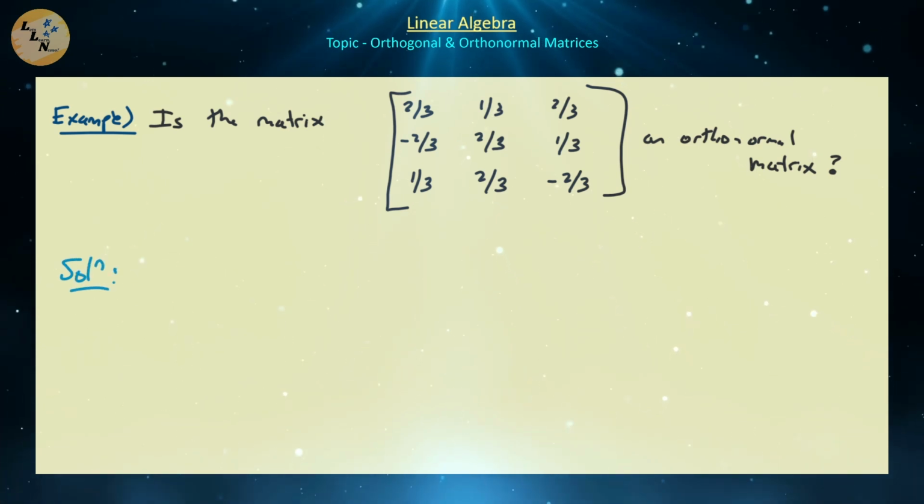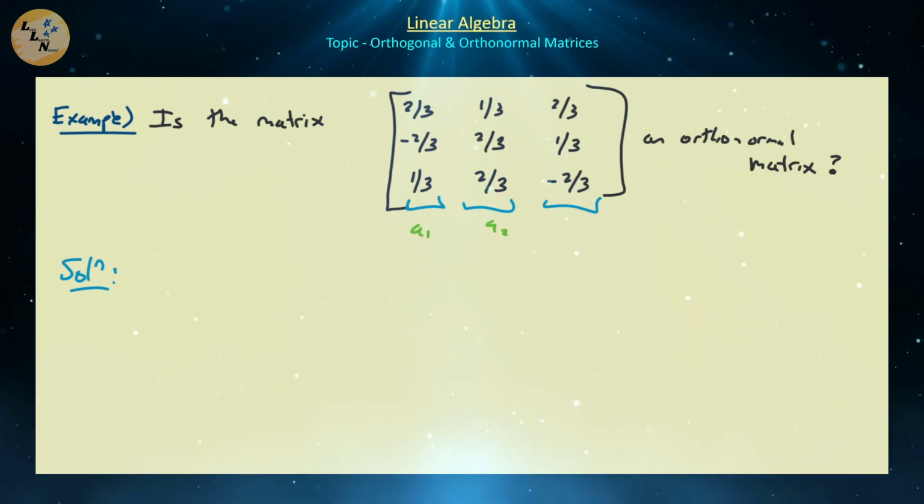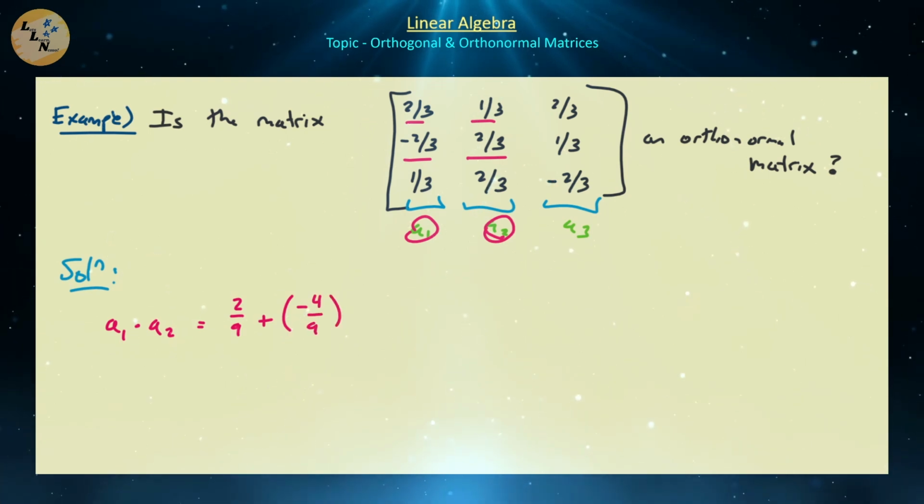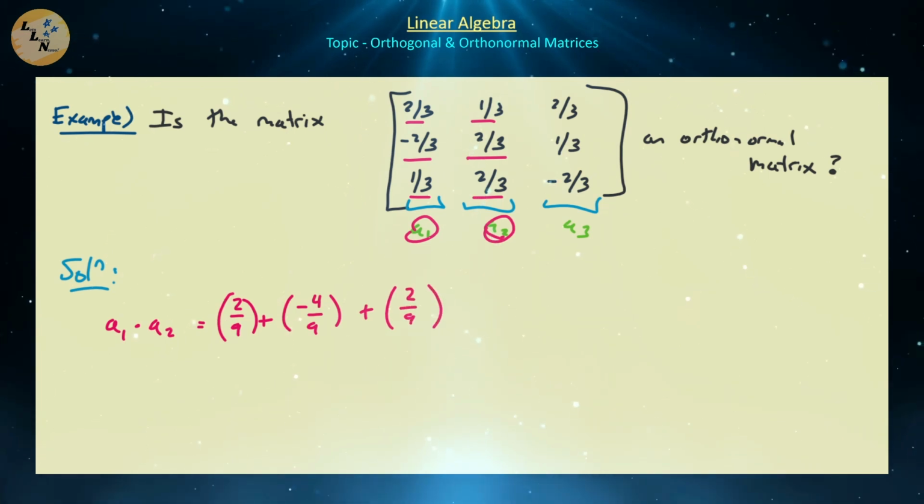So the first thing that we need to figure out is, are the columns of this matrix pairwise orthogonal to each other? So let's call them A1, A2, and A3. What is the dot product of A1 and A2? That's the dot product of column 1 and column 2. That's going to be equal to 2/3 times 1/3, which is 2/9, plus negative 2/3 times 2/3, which is minus 4/9, and then 1/3 times 2/3, which is 2/9. When we add those together, we have 2 minus 4 plus 2, which is 0/9, which is equal to 0.